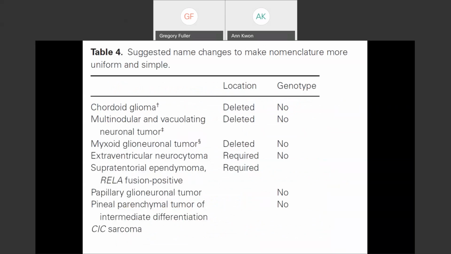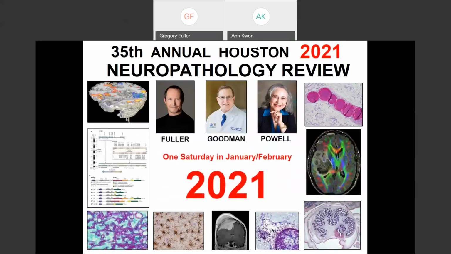All right, suggested name changes. A lot of these, as I mentioned, look, we're getting rid of choroid glioma of the third ventricle. Of the third ventricle is gone. Multinodular vacuolating neuronal tumor of the cerebrum is gone. These are the recommendations. Some we need to keep, like extraventricular neurocytoma. That's really needed to contrast it with central neurocytoma. So extraventricular is a location. We need it. And then the ependymoma supratentorial, we're going to keep that because we're going to divide the ependymomas by name: supratentorial ependymoma, infratentorial, or I think posterior fossa, ependymoma, and then spinal, all right? Genotype, no. None of these, it was felt, needed a genetic signature.